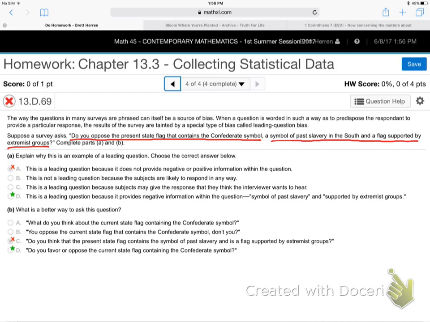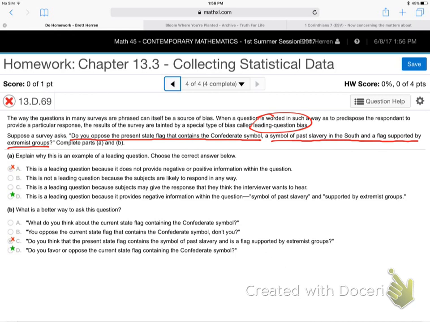So, you see that's called, what's it called? Leading question bias, right? So if you really want the truth, you can't lead the person with your question. When they say it all negatively, as a symbol of past slavery in the South and a flag supported by extremist groups, you're going to go, well, no. Whereas if they just ask it straight, you might get the truth about what they really think anyway. So that's leading question bias.